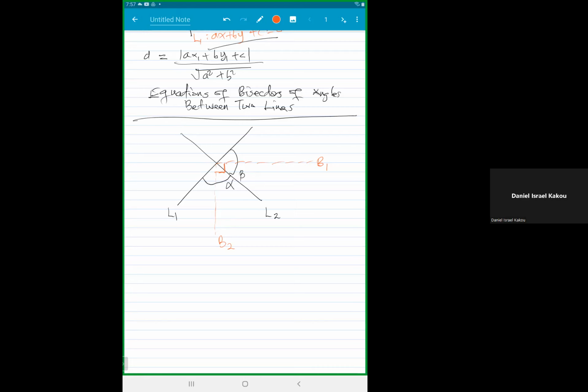So I wouldn't really solve a question on this, but just get to know that anytime two lines meet and we still have to talk about their bisectors, then those two bisectors are actually perpendicular to each other. That would mean that if we know the gradient of B1 to be M1, then we can easily know the gradient of B2 to be what? The negative reciprocal of B1. So that would be -1 over M1.